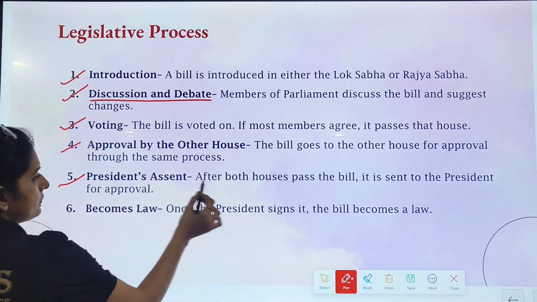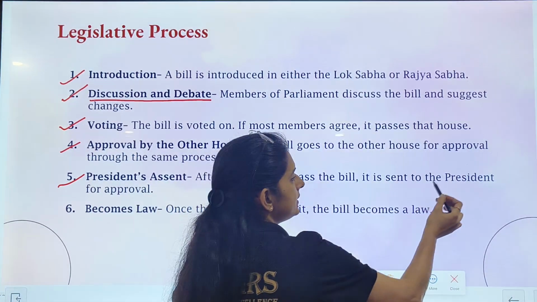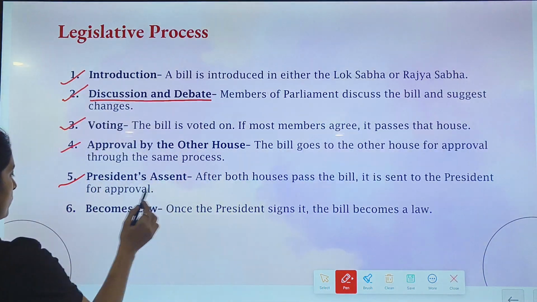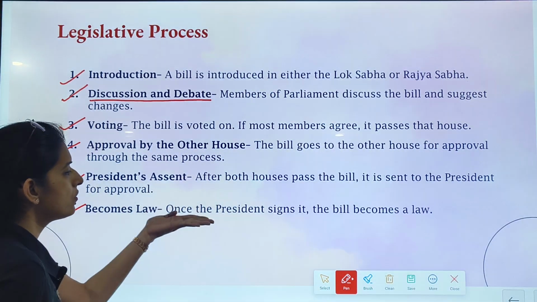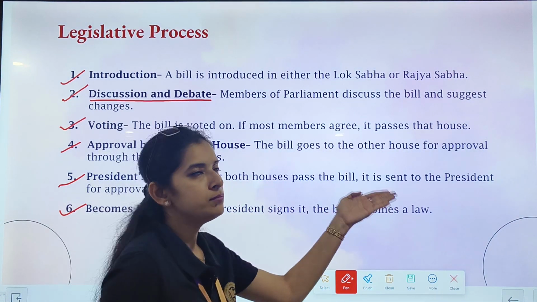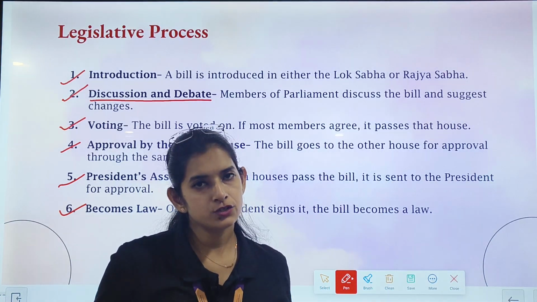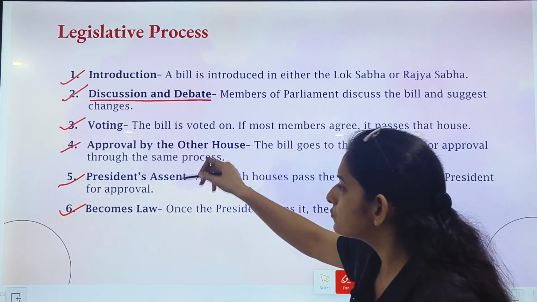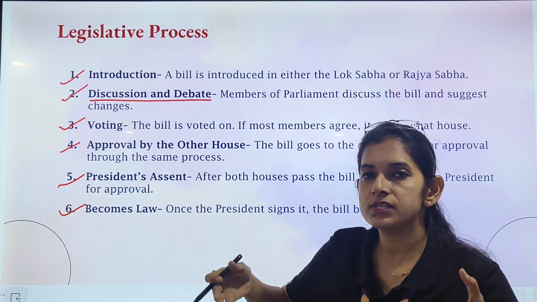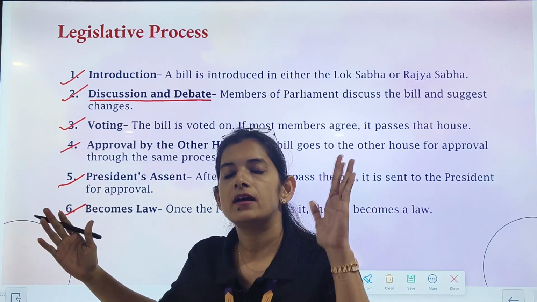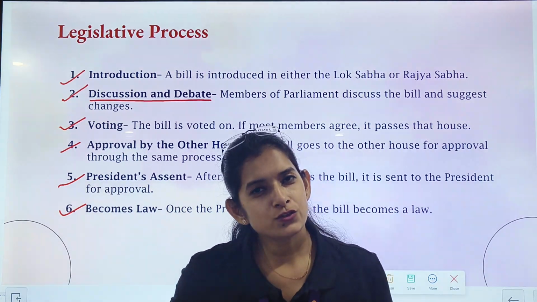Clear? After both the houses pass the bill, it is sent to the president for approval. And how would it become a law? Once the president signs, the bill becomes a law. Understood? So these 6 points are the process of how a bill will become a law. Understood, my dear?